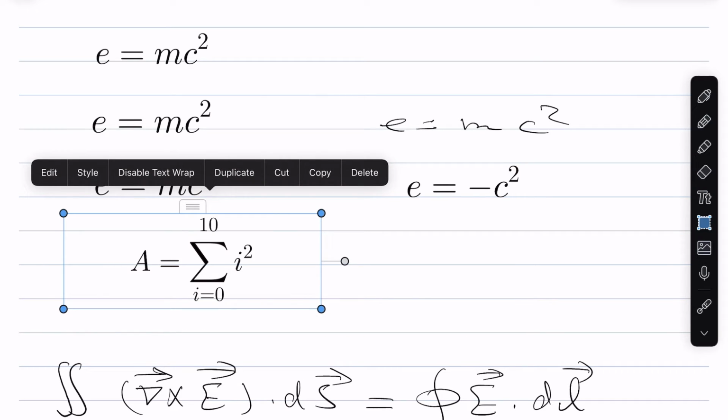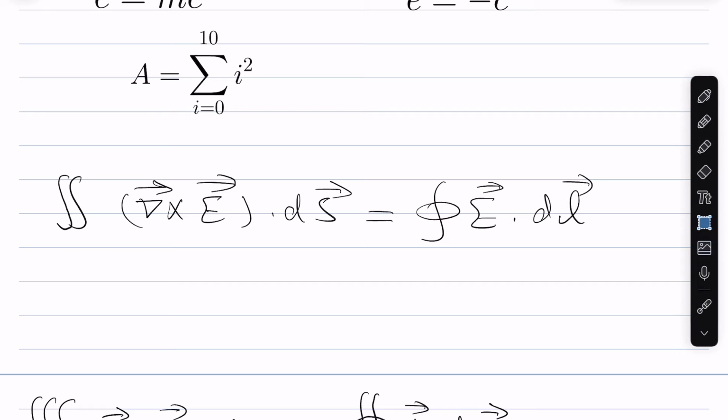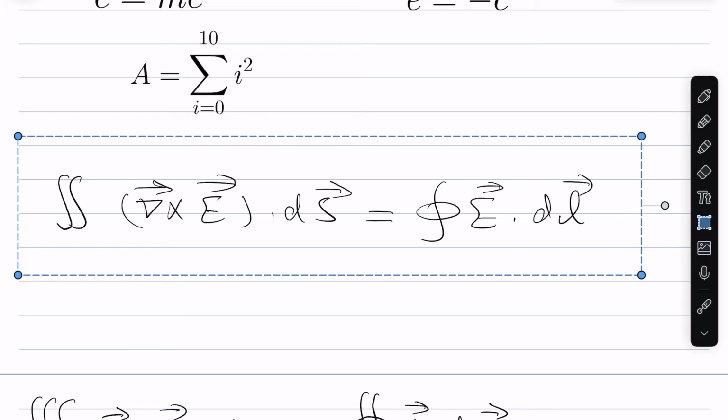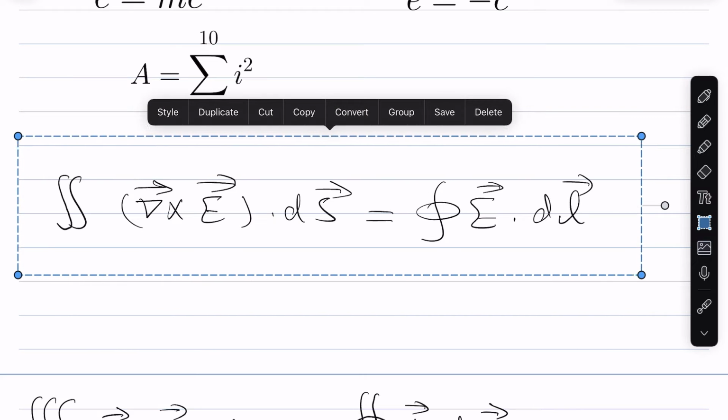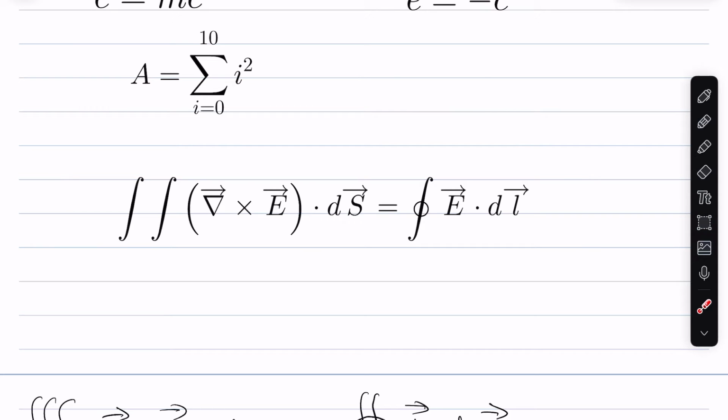Absolutely. If you see, there is this superscript here, i equals 0 goes to 10, so everything is handled quite properly. What about this formula? Now pay attention that we have a double integral sign, a surface integral here. Let's see if it can handle that or not. So this part is coming okay, but this part, it just puts two integrals there.